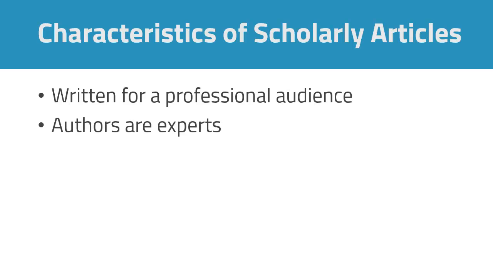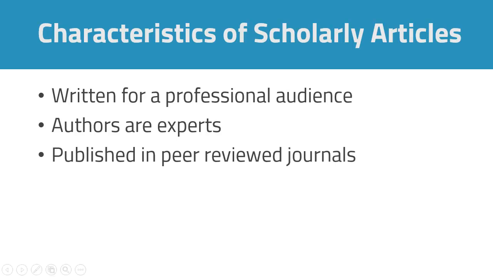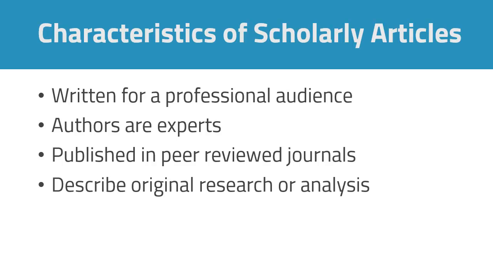Next, I look at the article's authors. Scholarly articles are written by experts, often professors, and their names and affiliations with universities or research institutes will be listed. In addition, scholarly articles are published in peer-reviewed journals as opposed to newspapers or magazines. The articles describe original research or analysis, which we'll talk more about in a minute, and scholarly articles always include references to their sources in footnotes or a bibliography.